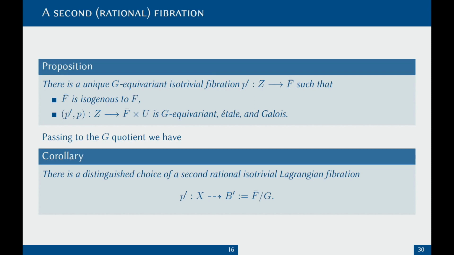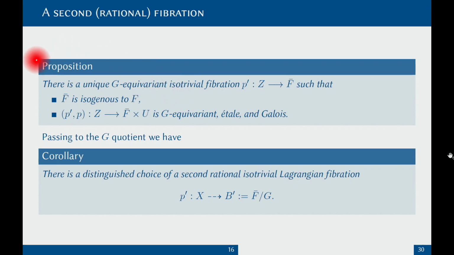So kind of a key ingredient that I don't really want to get into too much, I'll just use this more or less as a black box, is that you have, in some sense, a second Lagrangian fibration. Whenever you start with one isotrivial Lagrangian fibration, you get a second one for free. And so the way that you can prove this is, remember we've base changed to trivialize monodromy, and the statement is that there's a G-equivariant isotrivial fibration to an abelian variety which is isogenous to the fiber of your original Lagrangian fibration.